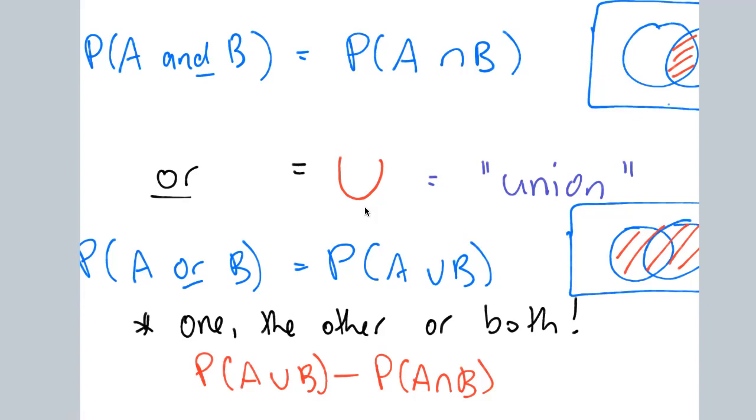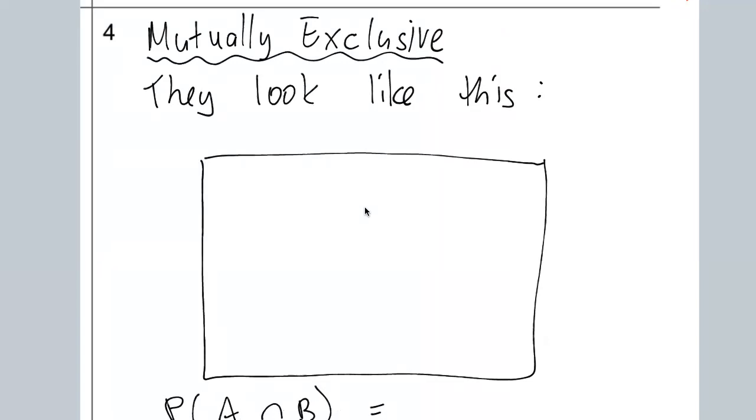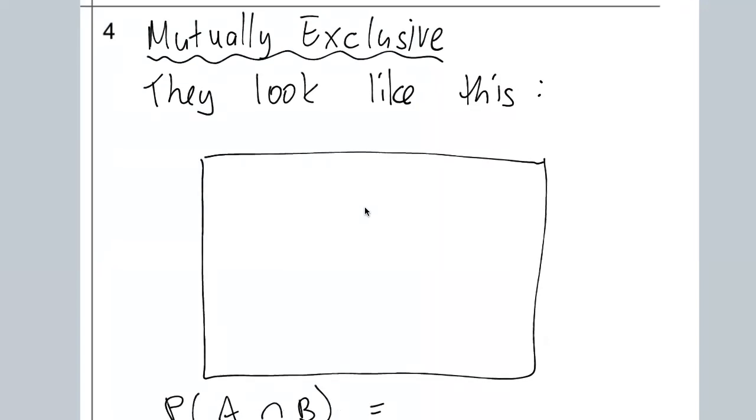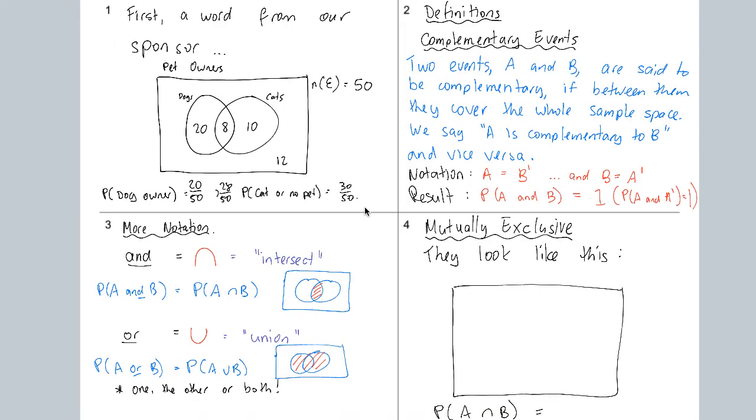Okay, mutually exclusive is the other phrase that I want to describe. So let me draw it. You can draw it yourself. I'll zoom out so you can see the other thing. So, for two events to be mutually exclusive, they cannot occur at the same time.